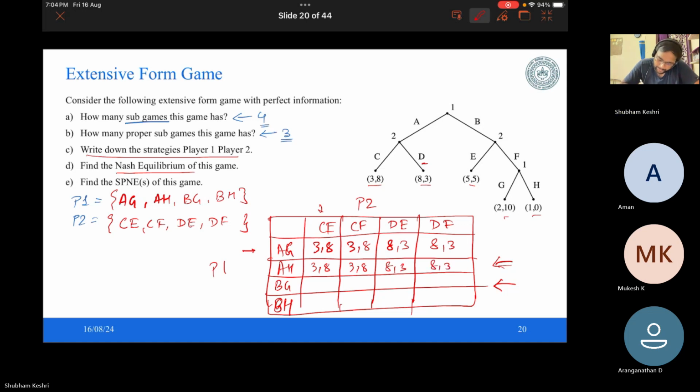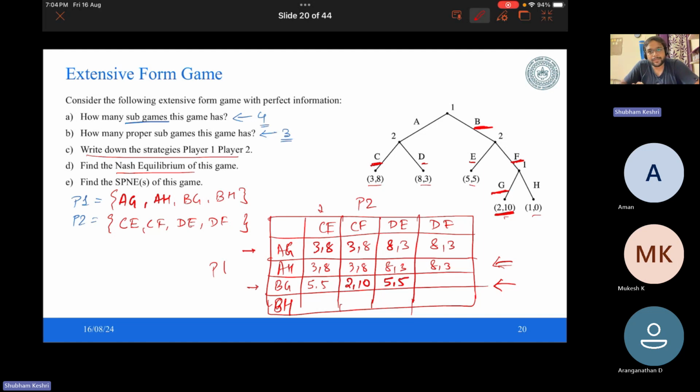All right. Now we have B and G and C and E. So it will be 5, 5. Again, BG and CF. So when we have B, G, and C and F, the game will come over here. Alright, so it will be 2, 10. BG and DE, the game will be 5, 5.